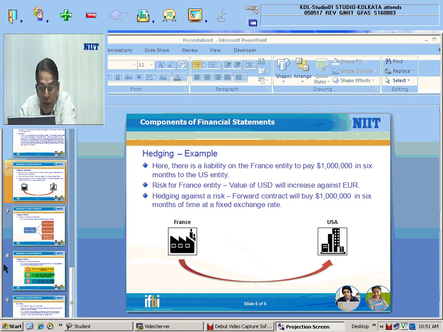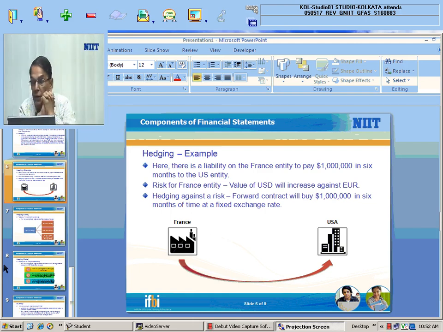Hedged item here is the payment commitment of a certain sum which has a risk of foreign exchange loss. That is the hedged item, and thus it exposes the entity to risk of change of future cash flows. Hedging instrument is the forward contract to buy 1 million US dollar in the same period with the external agency, that is the bank. This contract is expected to offset changes in the cash flow of the hedged item.